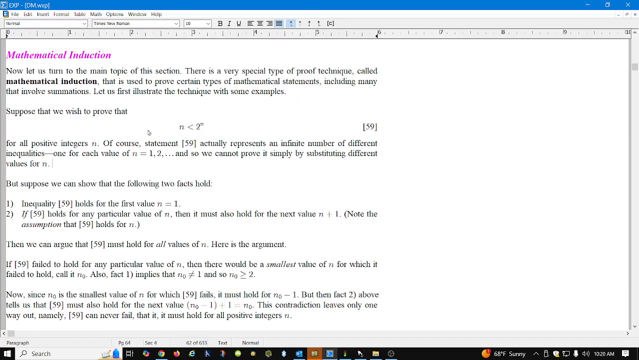Then we can argue that the inequality holds for all values of n. And the reason is the following. If the inequality failed to hold for some particular value of n, there would be a smallest value of n for which it failed. I call that n naught here. But n naught is not equal to 1 because we've already shown the inequality holds for n equals 1. So n naught is at least 2.